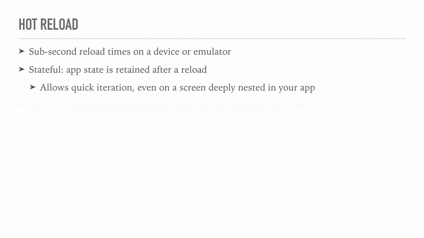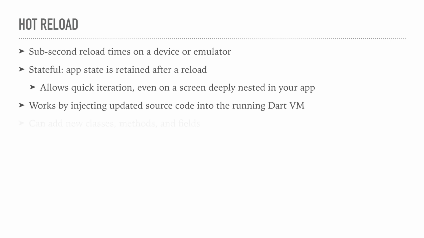Quick iteration, even deep inside your app. And it works by injecting source code into the Dart VM, the one that's set up for jitting. You can even add new classes, methods, and fields to that. As you saw, I added that method, and it still just worked. So it works anyway, no matter how that works.